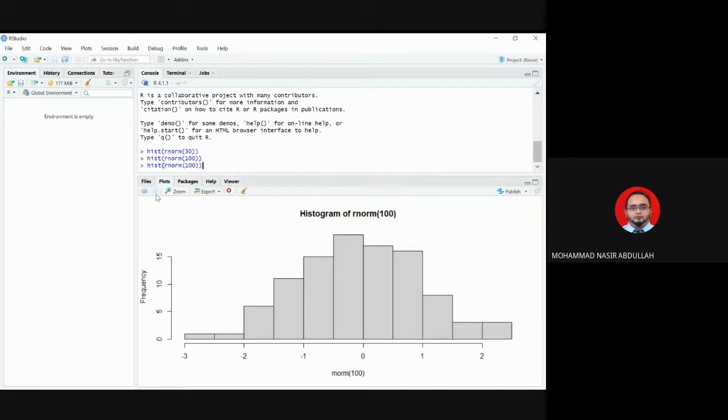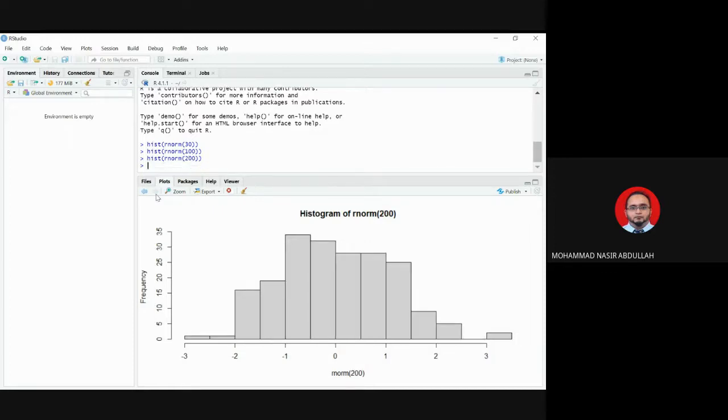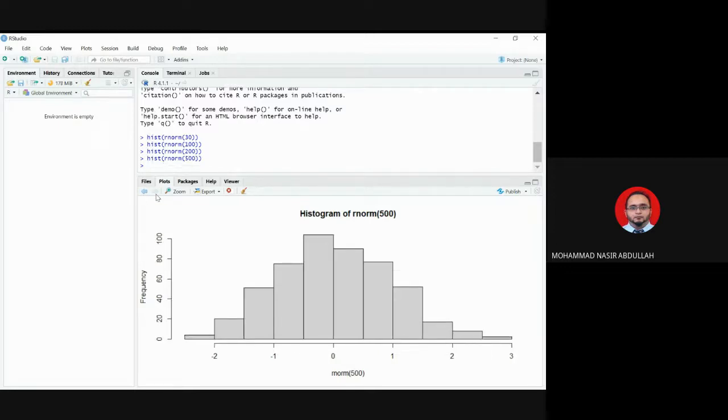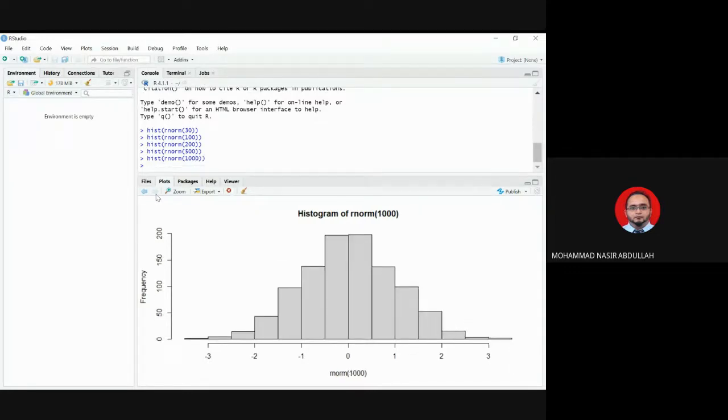Let's say I increase more, let's say I add 200, right? So the graph is more towards a normal distribution. Let's say I add 500 more, can you see the change? So I add 1000, and it is closer to the normal distribution shape, right? Otherwise known as a bell shape or symmetrical shape. Can you understand? You get the idea?